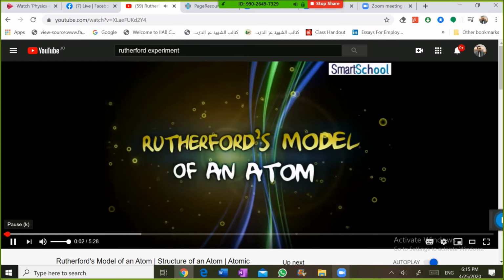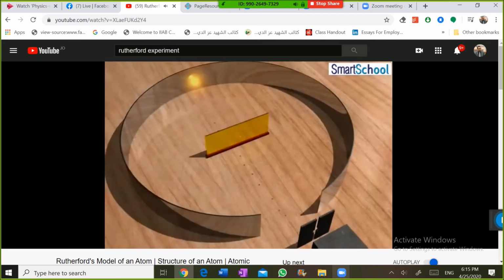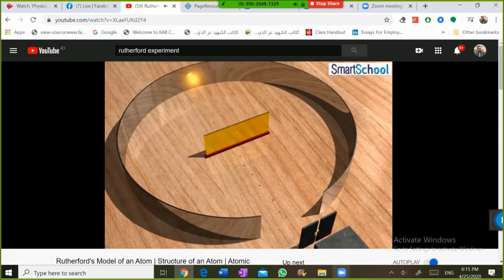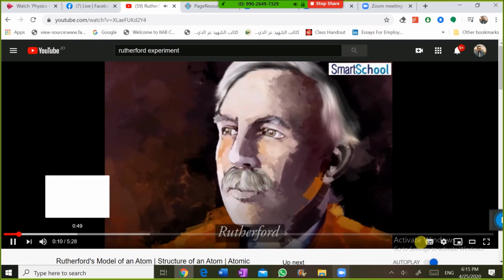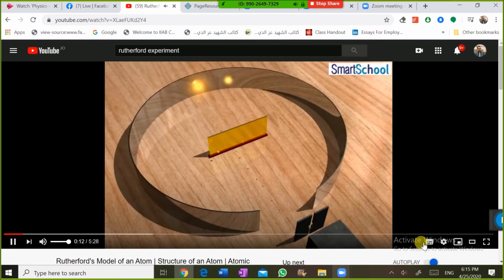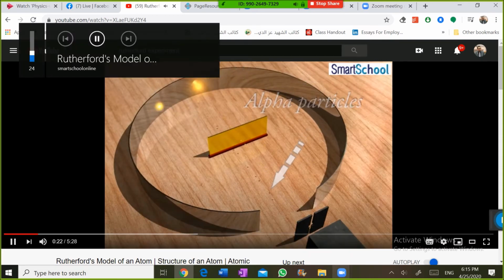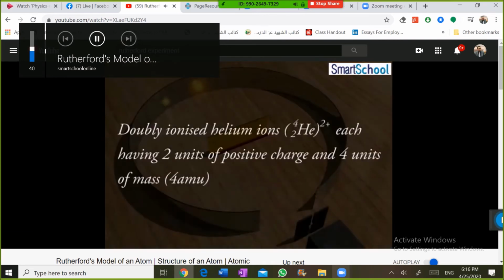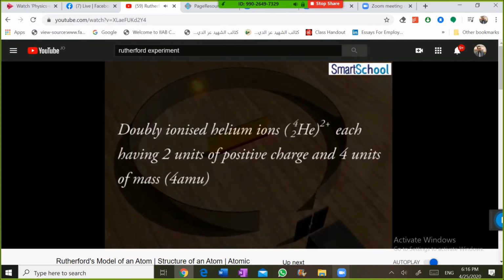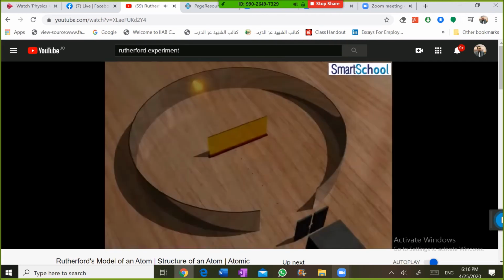Rutherford's scattering experiment. In 1911, Rutherford performed an experiment in which he bombarded a thin foil of a heavy metal like gold with a beam of fast-moving alpha particles, which are doubly ionized helium ions, He2+, each having 2 units of positive charge and 4 units of mass, 4u. These were obtained from radium placed in the cavity of a block of lead.